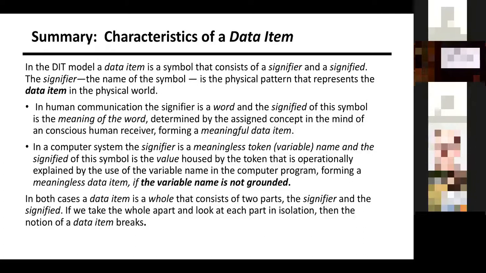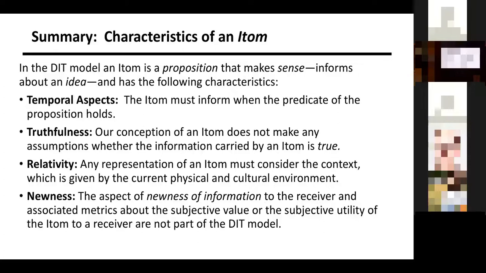So let us now go to the characteristics of a data item. In the DIT model, a data item is a symbol that consists of a signifier and a signified. The signifier is the name of the symbol. In human communication, the signified is a concept. In a computer system, the signified is a meaningless token name. Only if I ground the token name does the whole thing get grounded and have meaning in the real world. But in both cases, a data item is a whole that consists of 2 parts, a signifier and a signified.